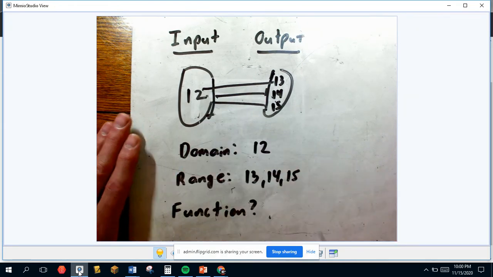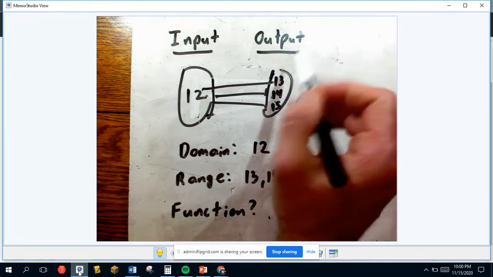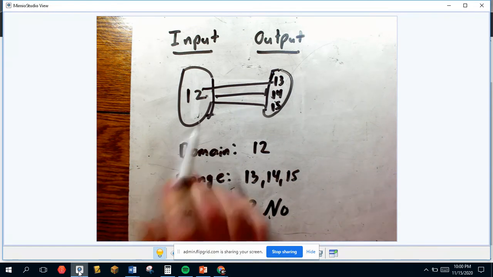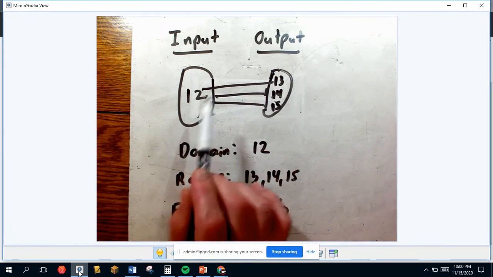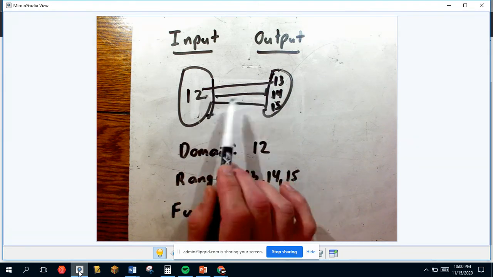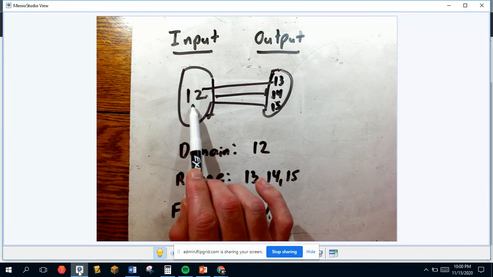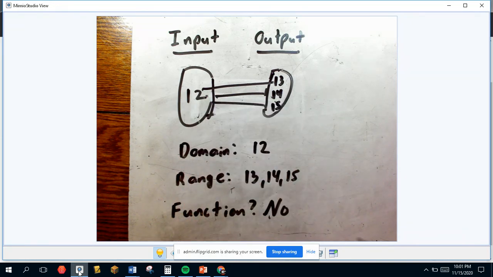Domain's the number on the left. This time there's only one. Sometimes domain's called X, sometimes called input. Here it's input. Range, there's 3 numbers, 13, 14, 15. They're called outputs here. So there's the range. This time it's not a function, because each input, which here is 12, does not go with exactly one output. This boy, if you want to call it that, is going out with 3 different girls. The boy on the left has to have exactly one match, not 3. So this would not be a function.